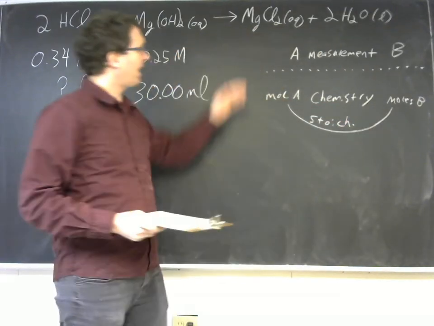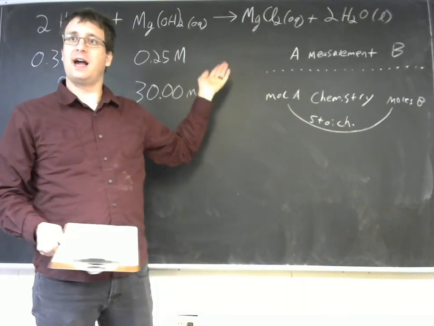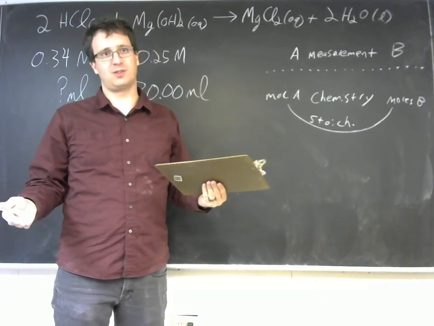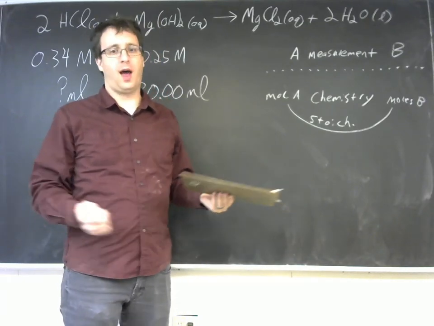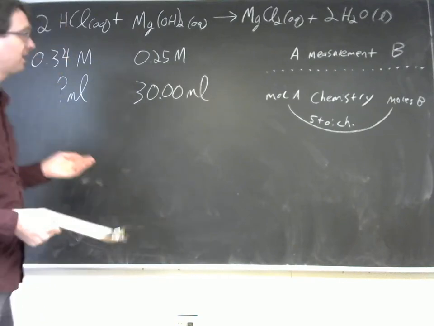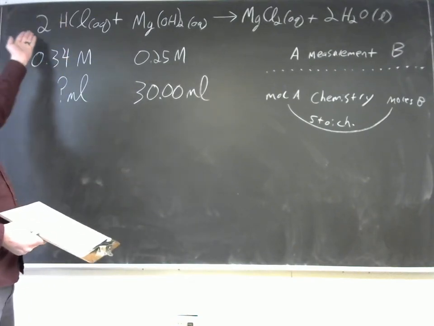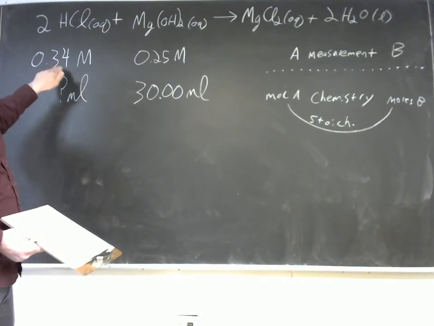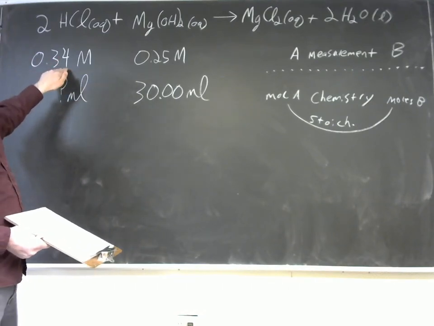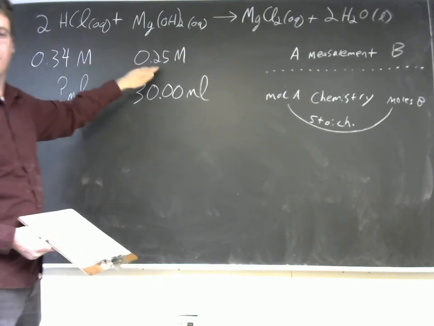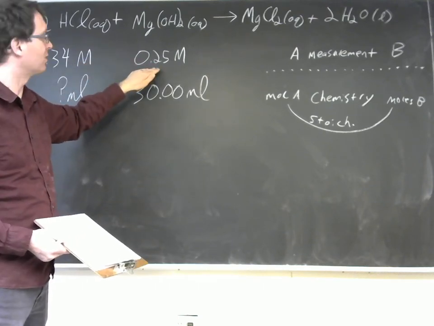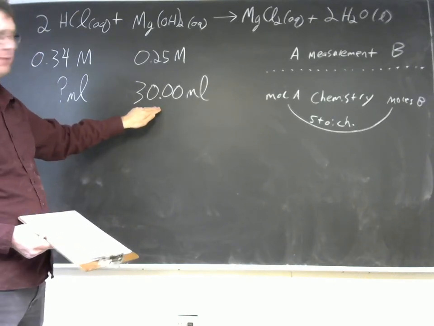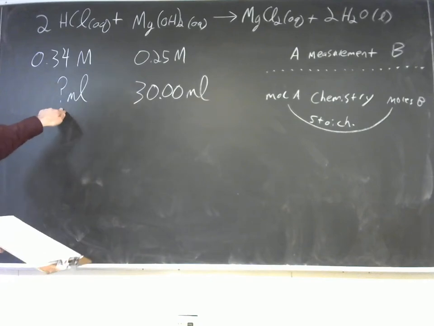But how do I get from A to B if I have a solution? I can't measure out the mass of the solution because most of it's just solvent, it's just water. If, for example, I had a problem like this, a reaction of hydrochloric acid with magnesium hydroxide, and I know that I've got a concentration of hydrochloric acid solution of 0.34 molar, concentration of magnesium hydroxide solution of 0.25 molar, and 30 milliliters of the magnesium hydroxide. Well, how many milliliters of hydrochloric acid do I need?